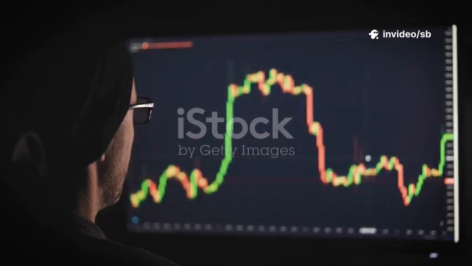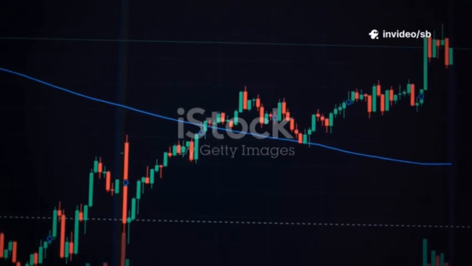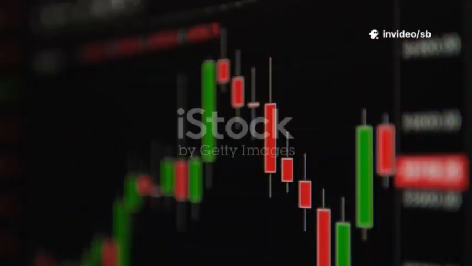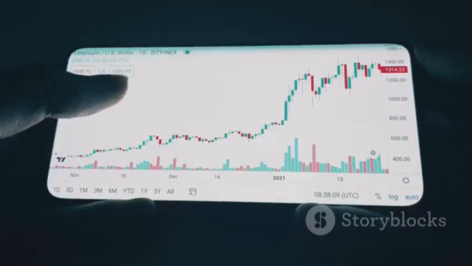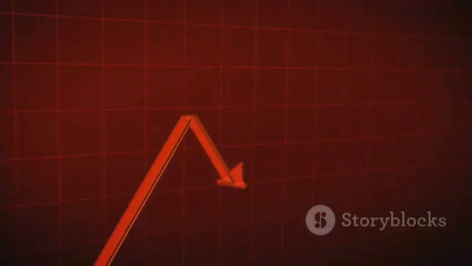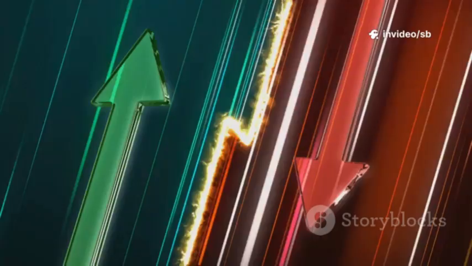Open a price chart, and it looks chaotic, just squiggles everywhere. But there's a simple tool to bring order, the trend line. It's a straight line you draw to see if the market's moving up, down, or sideways. Why care? Because trading with the trend is like swimming with the current.